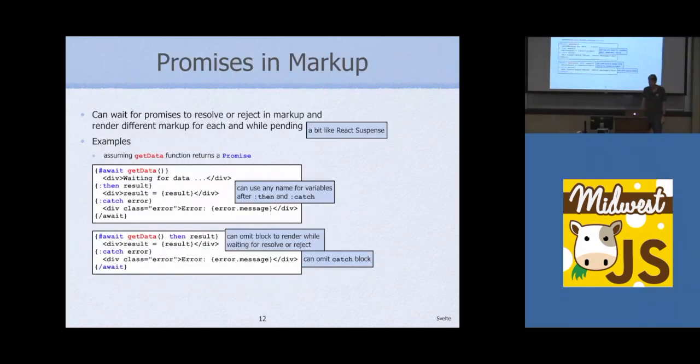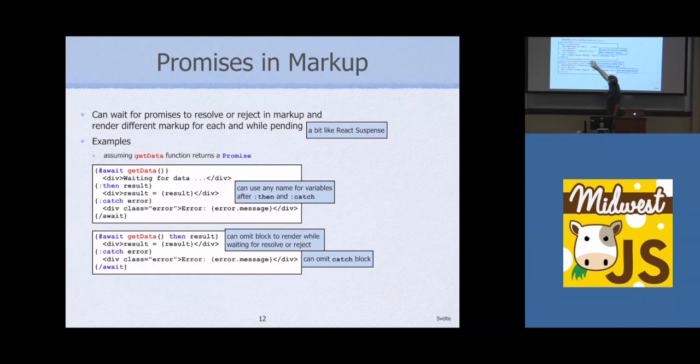The support for promises is really cool. You can call #await and give it some expression that will give you back a promise. And then you want to be able to tell it three things. What should I render before I get the result? What should I render when it resolves? And what should I render if it rejects? And so I can tell it all three of those things.